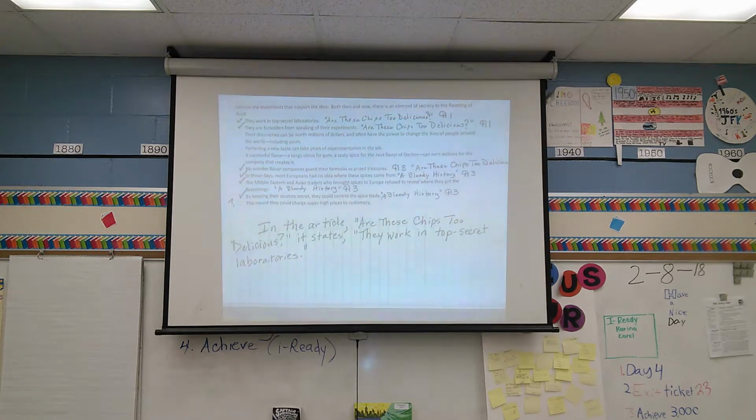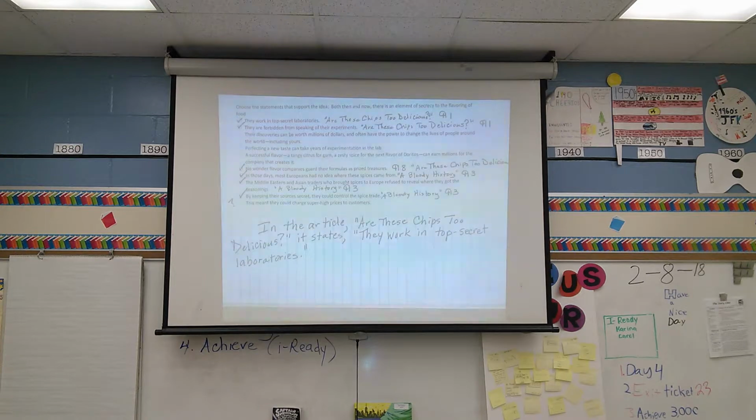What's another way I could write this? Knowing that it comes from the article, Are These Chips Too Delicious? Paragraph 1. What's another way that I could write this? Pablo? But it comes from paragraph 1. Okay, all right. You could say in paragraph 1, it states, and then you could do your quote. Okay, so 2 different ways that you could say it. Any other ways you could say it? Can anybody think of another way, Braden? In paragraph 1 of the article. Okay, so you could combine them. You could say in paragraph 1 of the article, Are These Chips Too Delicious? It states, they work in top secret laboratories. You could also say in the text, it states. In source 1, it states.